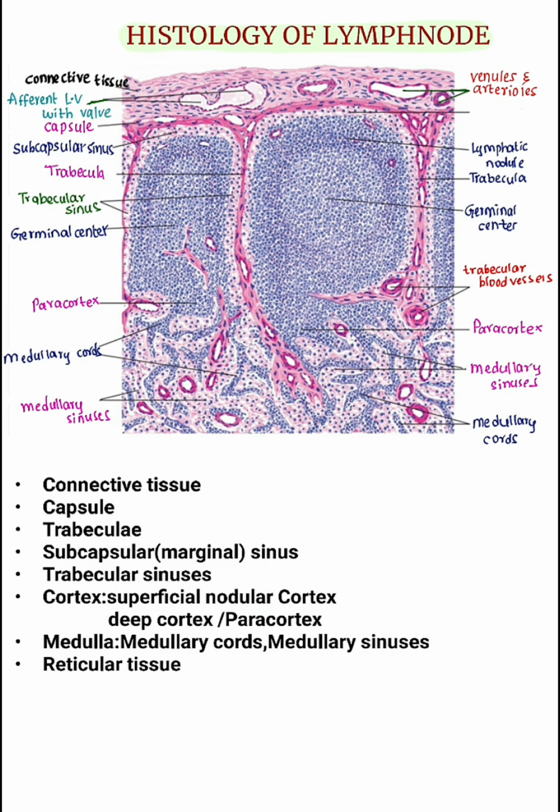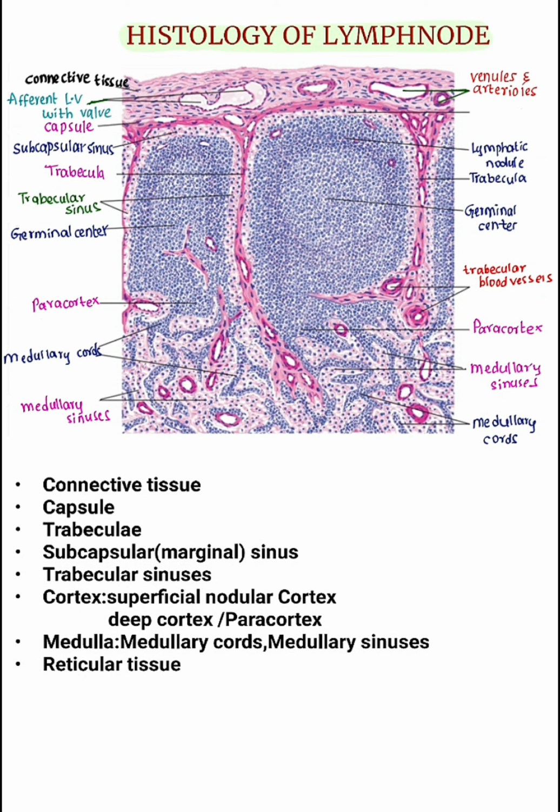Superficial nodular cortex, it consists of numerous lymphatic nodules. Lymphatic nodule has central lightly stained area and outer darkly stained area. Central lightly stained area is called germinal center. Outer darkly stained area is called corona or mantle zone. Mantle zone consists of small lymphocytes. Small lymphocytes contain darkly stained nucleus with little or no cytoplasm.